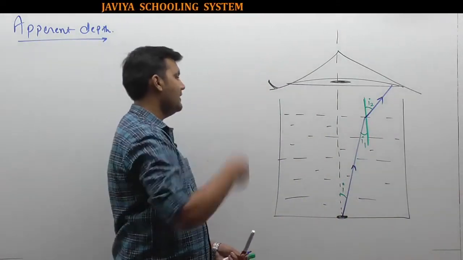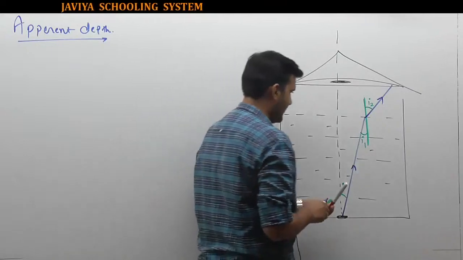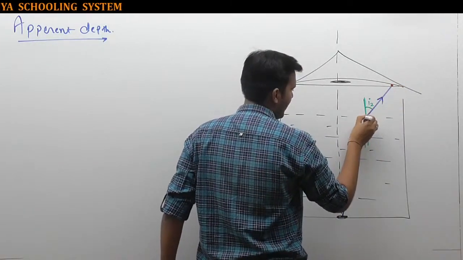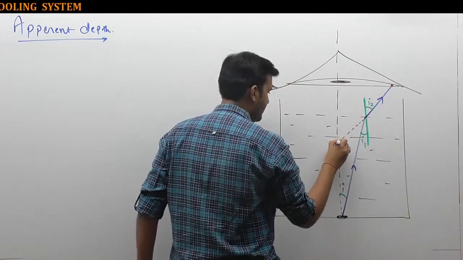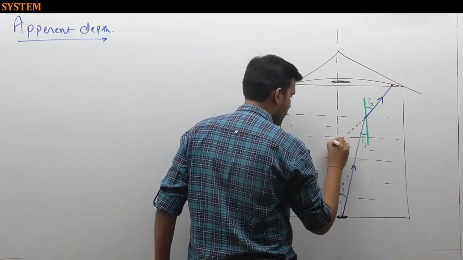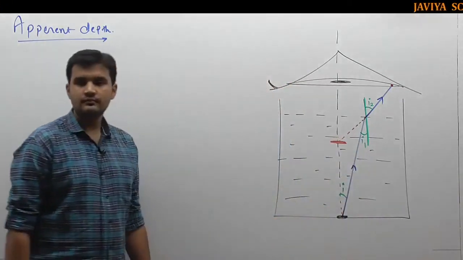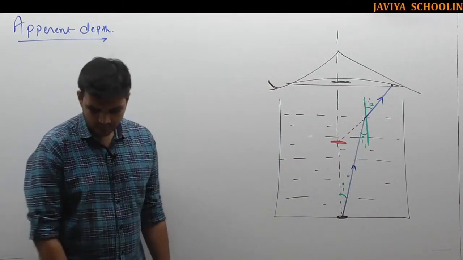But where will be the image? So if I extend this ray, because this ray is going to my eye, so if I am extending this ray, here there will be your object, or I should say virtual object. I mean it is not here, it is here. So it is elevated, it will appear higher to you.